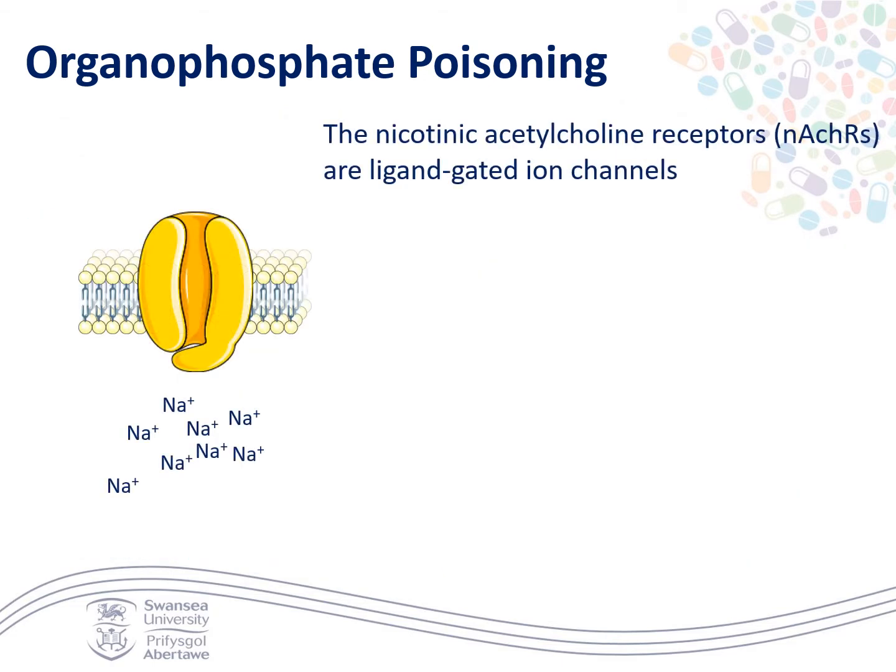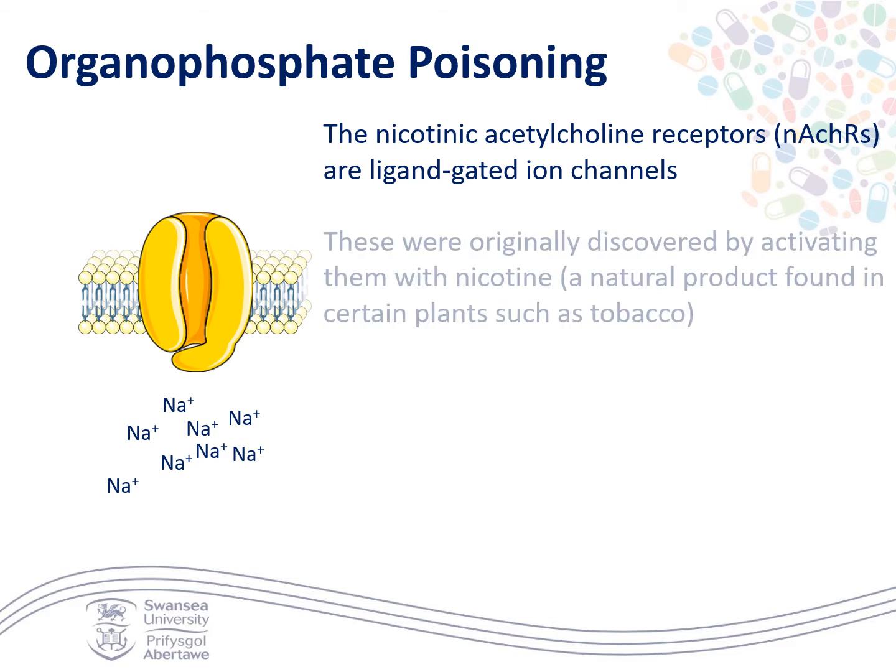Conversely then, we have the nicotinic acetylcholine receptors, and these are actually ligand-gated ion channels. And these were originally discovered by activating them with nicotine, the natural product found within certain plants, such as tobacco. So we do not produce nicotine endogenously within our body, but we discovered them in the lab setting by activating these acetylcholine receptors with nicotine.